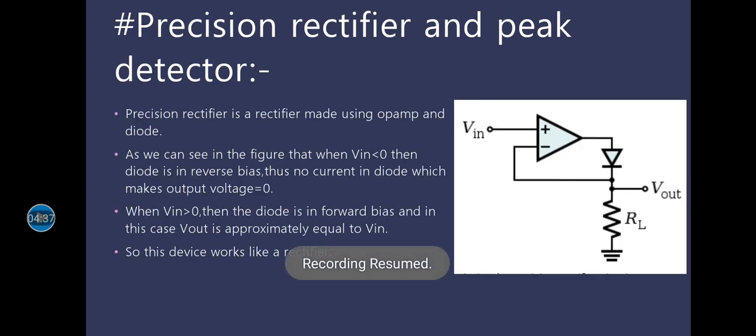Now moving on to the next application, precision rectifier. Precision rectifier is basically a rectifier which is made using op amp and diode. As we can see in this figure, whenever V in is less than 0, then the diode will be in reverse bias, thus the V out will become equal to ground voltage which is equal to 0, and whenever V in is greater than 0, then the diode will be forward bias and V in will be approximately equal to V out. So this device works as a rectifier.